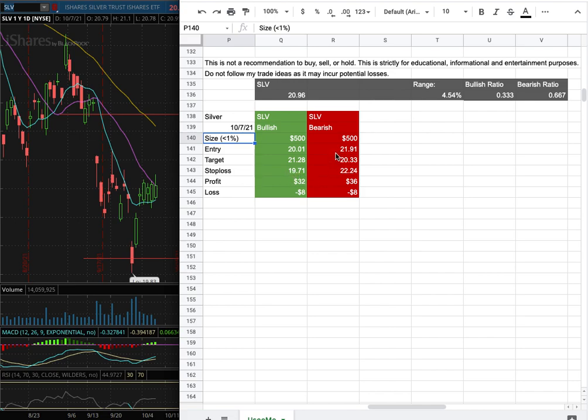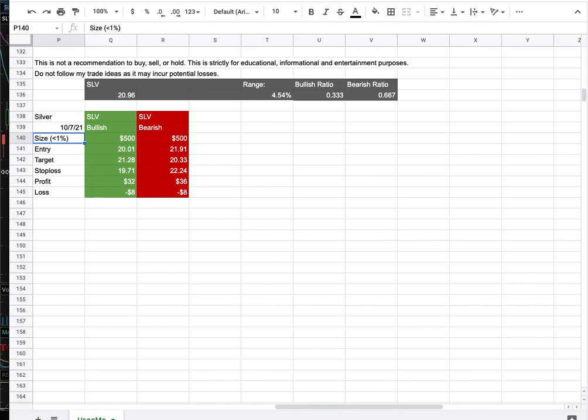My short entry is at $21.91, and that is this range here. My sell target is at $20.33, and my stop loss is at $22.24. So whichever entry price were to hit first, that will be my position of the week.